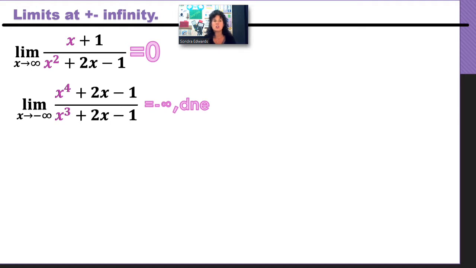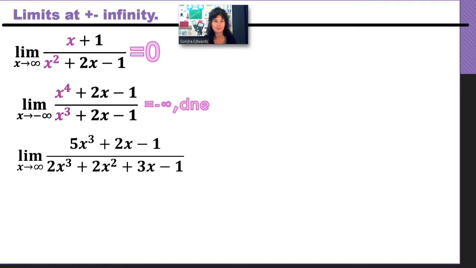So if I substitute, let's say, negative 10 into the numerator, I'm going to get out a positive answer. And if I substitute negative 10 into the denominator, I'm going to get a negative answer. A positive divided by a negative is a negative number. And if I substitute negative 100, negative 1,000, I'm going to get an even more negative number. Hence, we're going to negative infinity.